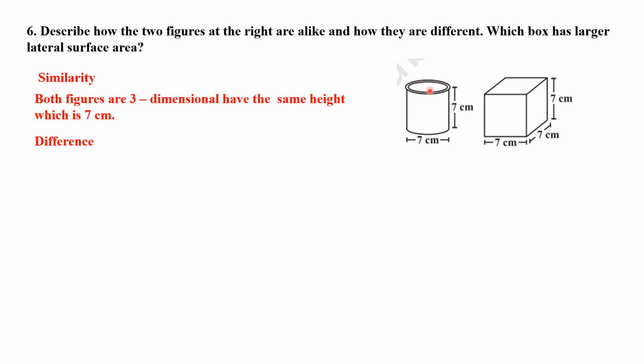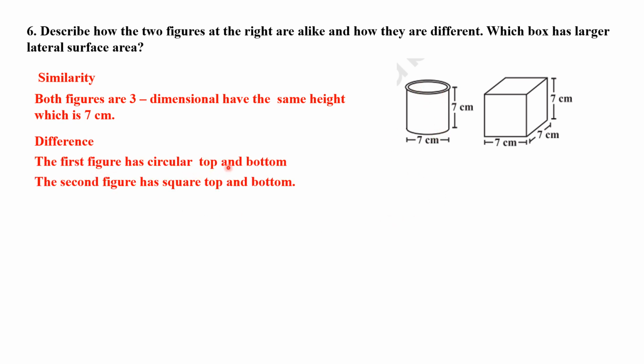Now the difference is, if you see the first figure, which is a cylinder, here top and bottom is circular, right? The first figure has circular top and bottom, whereas in the second figure, this is a cube. So top and bottom is having a square shape, isn't it? And the first figure is cylinder and second figure is a cube. So these are the differences.